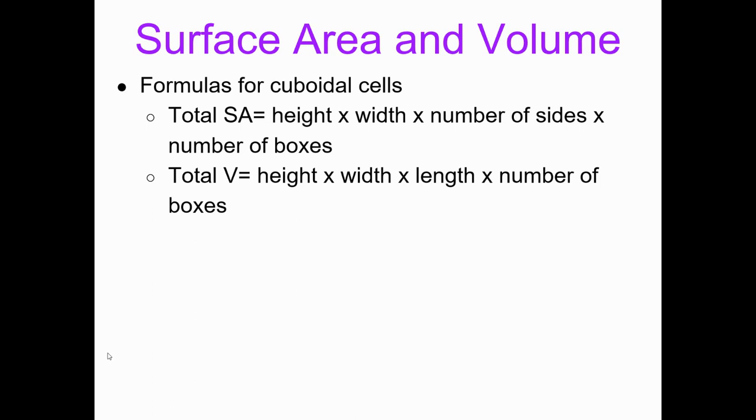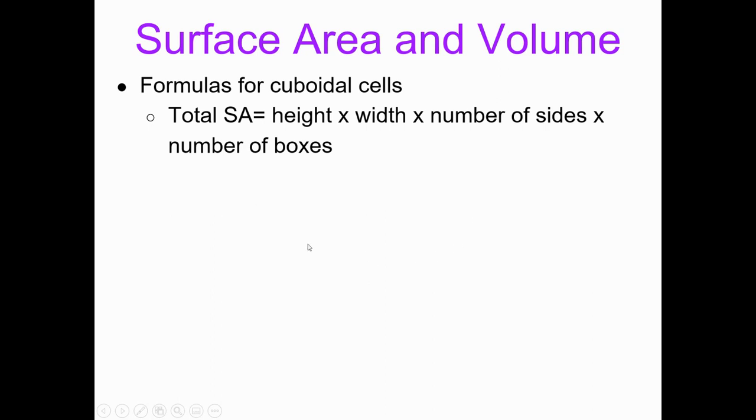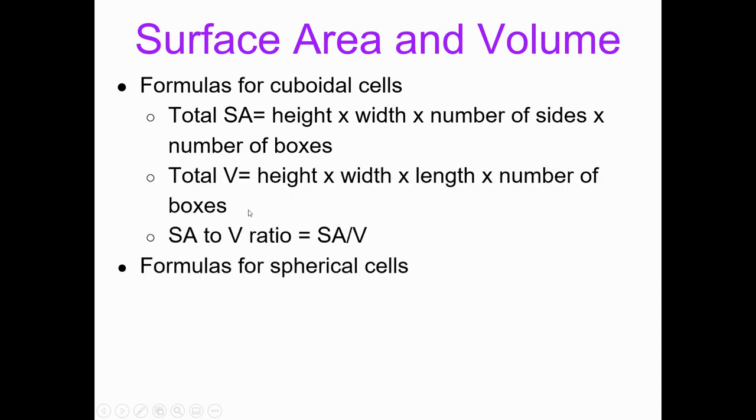So we talked about these formulas for surface area and volume. These formulas will be on the AP exam, so you'll have them to use if it asks you to calculate surface area to volume ratio, for example. So surface area is just height times width times number of sides times number of boxes, and then volume is height times width times length times number of boxes. And then your surface area to volume ratio is just surface area over volume, so just divided by volume.